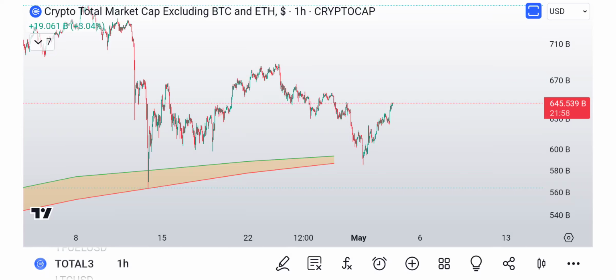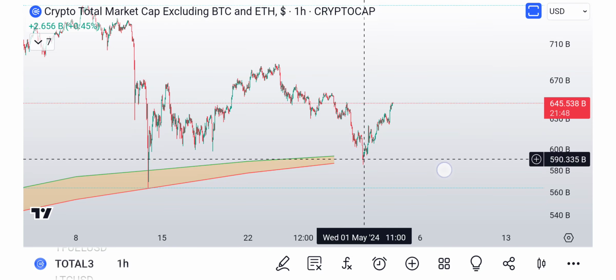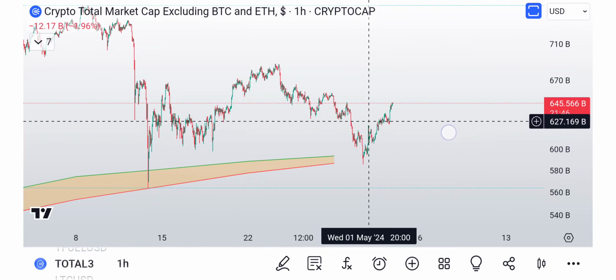Hey, what's up, everybody? Today we're going to take a look at Bitcoin, Total 3, and we might look at some alts. We'll see how it goes. Right now, we see a nice pump. It appears to be 5 waves. We'll see how it plays.